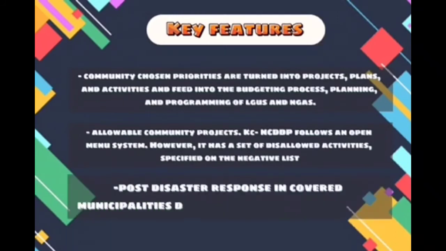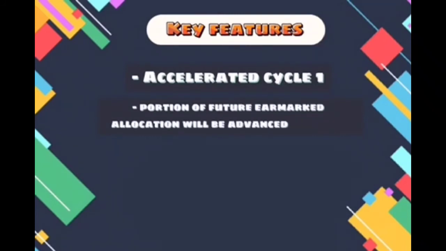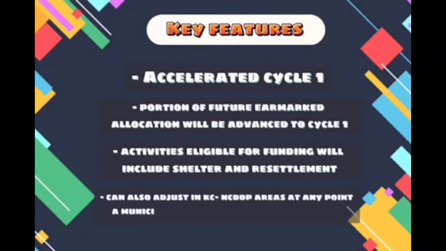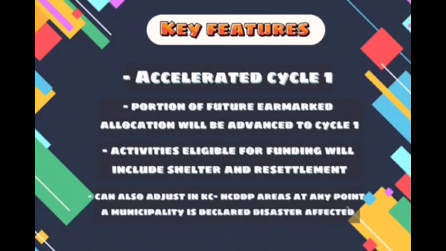Post-disaster response in covered municipalities declared as disaster affected. Accelerated Cycle 1: a portion of the future earmark allocation will be advanced to Cycle 1. Activities eligible for funding will include shelter and resettlement. And lastly, it can also adjust in KC-NCDDP areas at any point a municipality is declared disaster affected.